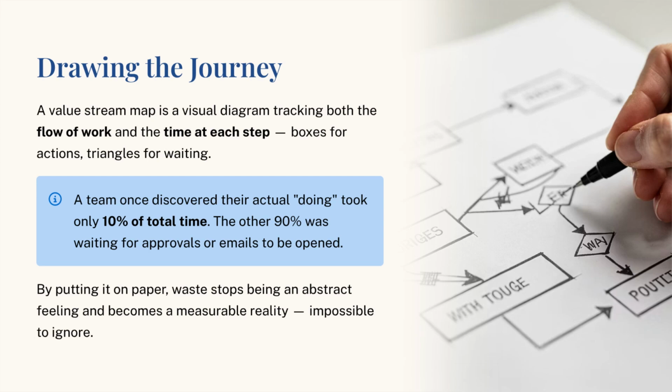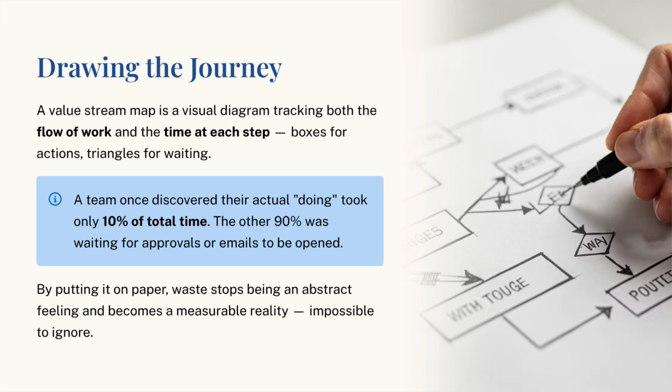I once worked with a team that swore they were overworked, but when we mapped their process, we realized the actual doing part of their job took only 10% of the total time. The other 90% was spent waiting for approvals or emails to be opened. By putting it on paper, the waste becomes impossible to ignore. It stops being an abstract feeling and starts being a measurable reality.